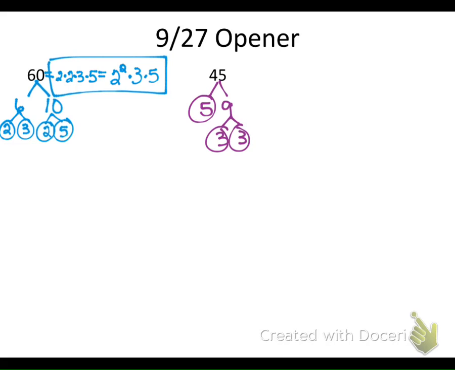So I'm going to take these prime numbers and write them in standard form. What would this look like in standard form, Isaiah? 3 times 3 times 5. And then to the right of that, I'm going to write it in exponential form. Nick, what would this look like in exponential form? 3 squared times 5. Perfect. And box the whole entire thing.